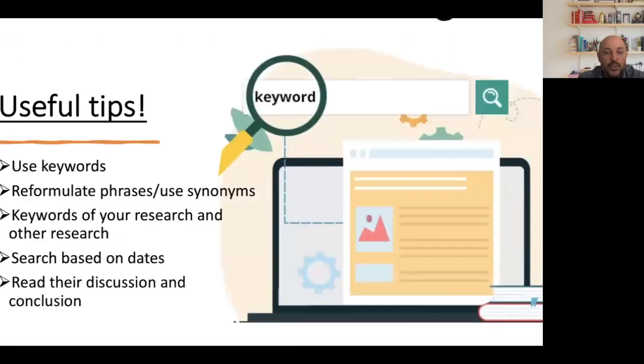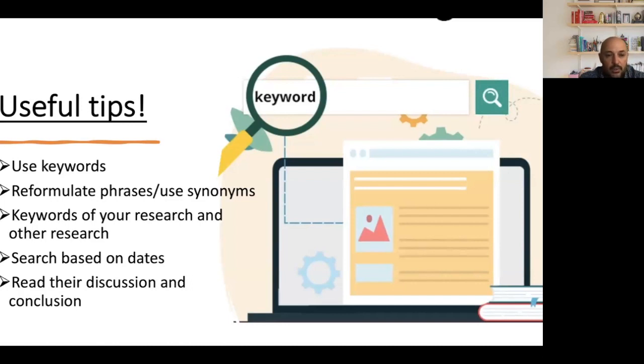Some useful tips when you search the literature. Use keywords. It's very important to use keywords, which are not exactly what you think about it. Sometimes use synonyms of those words, or search those synonyms in Google and see what other keywords pop up. Those keywords are very important. So reformulate phrases and use synonyms. It's very important when you are searching a topic.